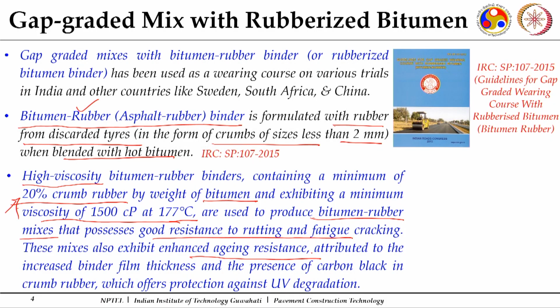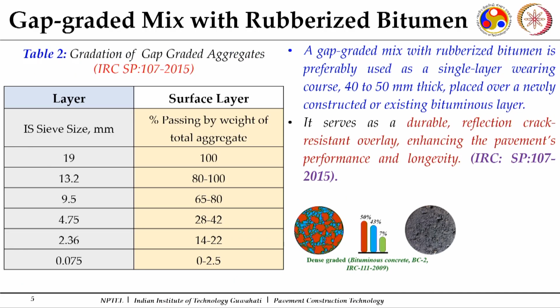And these mixes have also been shown to give good aging resistance, especially because in these mixes you give a good film of this rubberized binder over the aggregates, and the carbon black present in this rubberized bitumen offers good protection against UV degradation. So this gives these mixes a good ultraviolet aging resistance also.